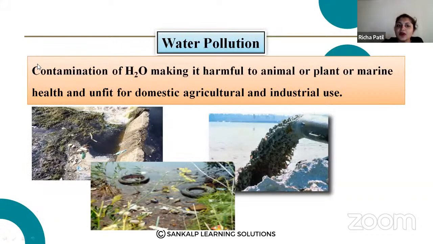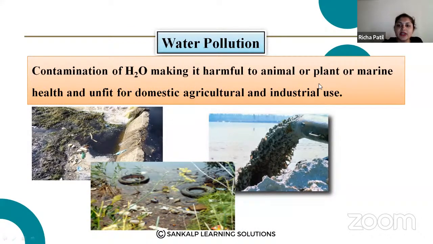So water pollution is what? Contamination of water, making it harmful to animal, plant or marine health and unfit for domestic, agriculture and industrial use. So what is water pollution? Contamination of water. When it is contaminated by some biological waste or industrial waste, it cannot be used by human beings, animals, or plants.